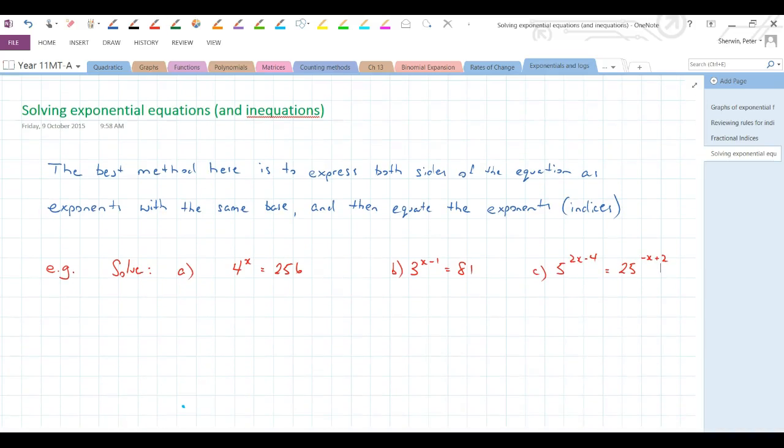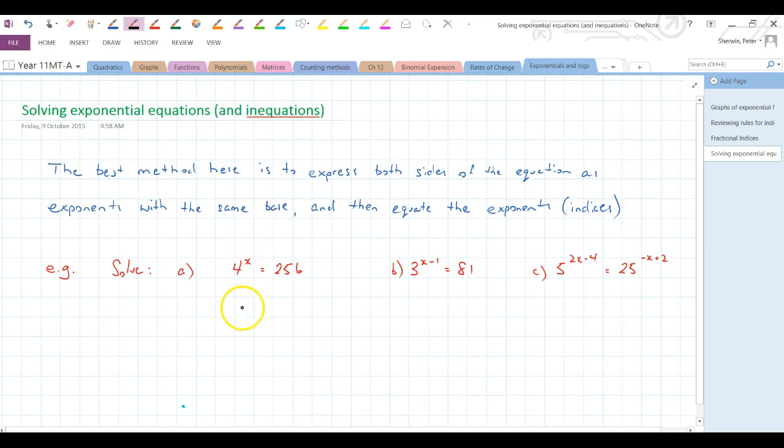Okay, we're going to look here at solving now exponential equations. So, solving equations where the unknown is in the power or the exponent. Just a short note here suggesting that the best method is to express both sides of the equation as exponents with the same base. So we've got some examples here, got 3 on the page. I'm going to work through these.